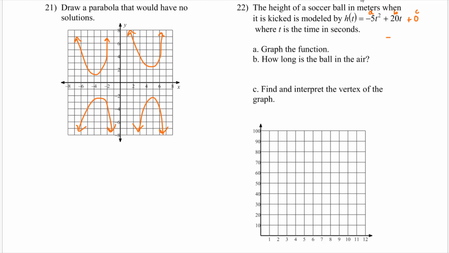And so when I plug this in, I get -20 over 2 times -5. So that gives me -20 over -10, which equals 2. So the x value of my vertex is 2. And so I plug that in and I get 4 times -5 is -20 plus 40 is 20. So my vertex is 2, 20, which, by the way, it asked me what the vertex is on part C. So 2, 20.